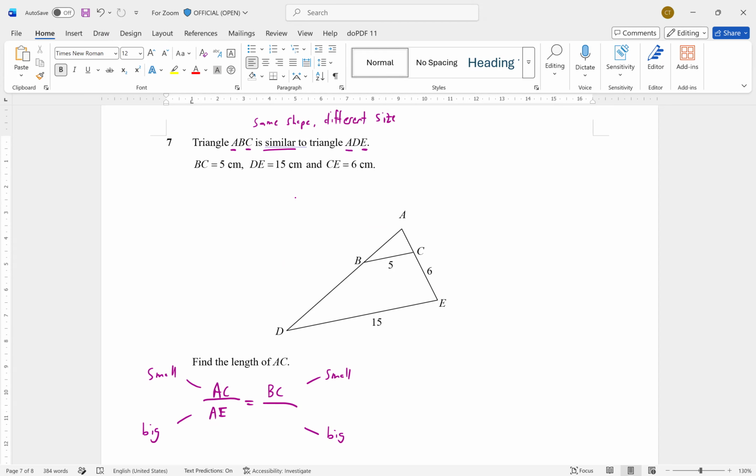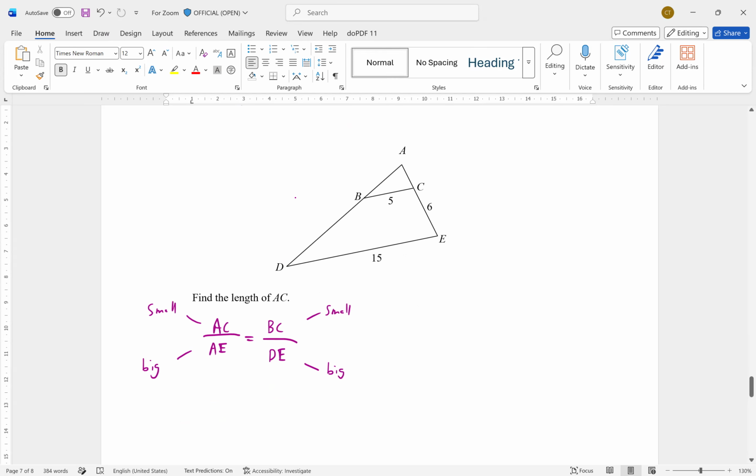On the right side, you want to pick sides whereby the length is already given. BC corresponds to what? Look at the similarity statement: BC corresponds to DE. So over DE. Then we can start to fill in: AC over AE. Then you see a problem, we also don't know the full length of AE. But can I write it this way? AE is AC plus 6. You agree? Then BC over DE is 5 over 15.